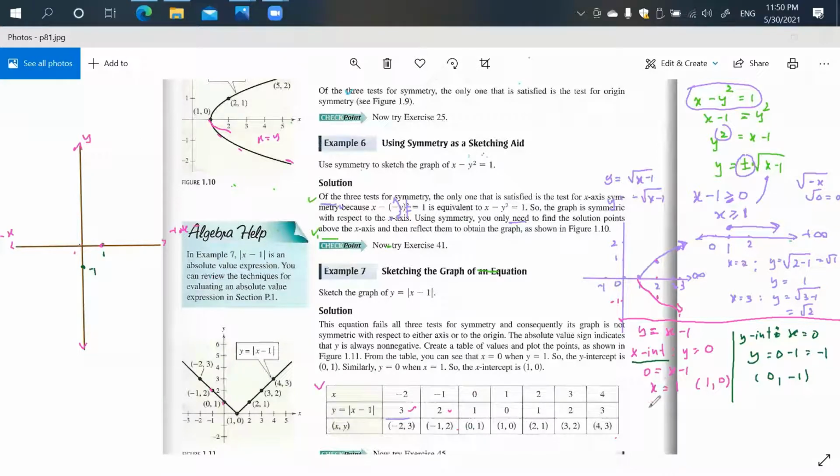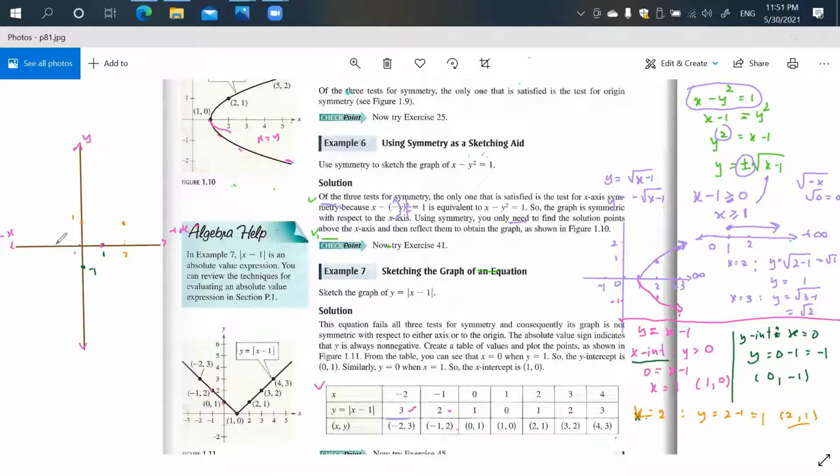So in this case, let me use another color. If x equals 2, you replace here, so it becomes what? y equals 2 minus 1, so equal to 1. So the point you got is x 2, y 1. Now you plot this one: x 2 here, y 1 go up a little bit here. So assume 1 is here. So this point. Okay, so now we have it.